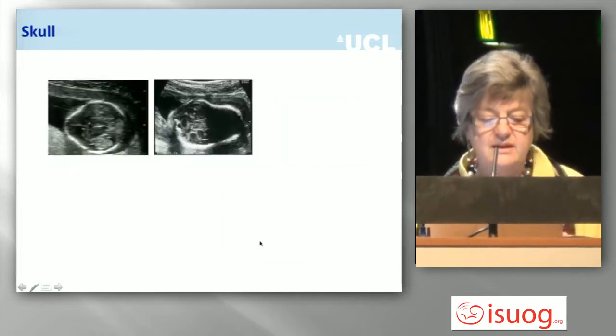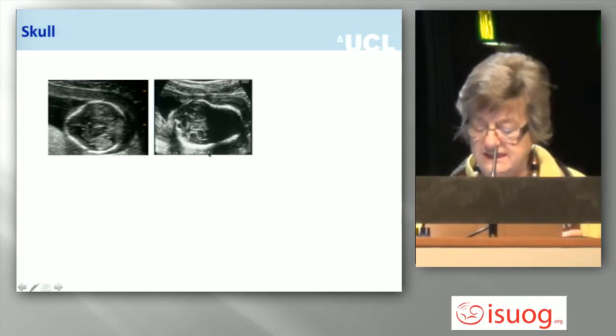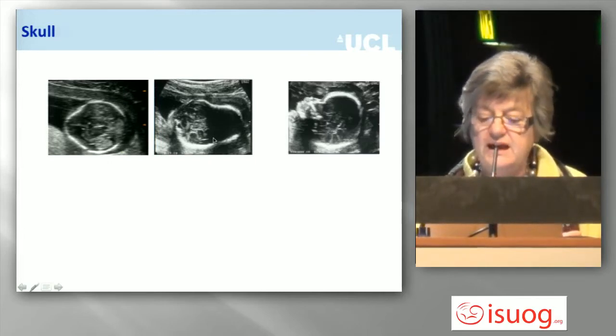ribs. The shape of the skull gives you a very good clue whether it's in the first trimester here, an abnormal skull shape, or later in pregnancy here with a cloverleaf skull. And also the profile.